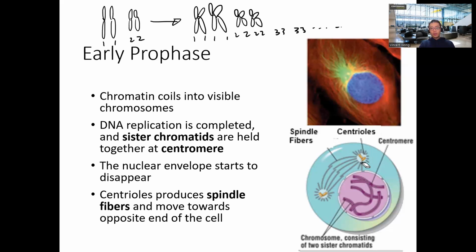The centrioles will start to move to the opposite side of the cell, and at the same time, they will create these spindle fibers. Okay, these are little ropes that will eventually help guide the movements of the chromosomes. So that's what's happening at the beginning of prophase.